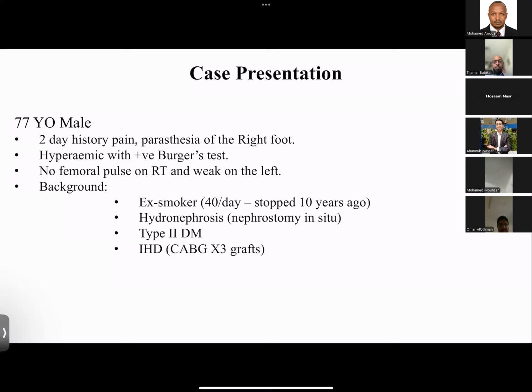So the next case is a 77-year-old male, with a 2-day history of pain and paresthesia of the right foot. This is the thing, is that usually we get a lot of those patients who are essentially sitting on their chronic disease, and suddenly they have an occluded branch or something that we're relying on, or they have an in situ thrombosis and they come with acute symptoms. Again, he had no femoral pulses on the right and weak pulses on the left, and the usual background history of those patients with CLTI.